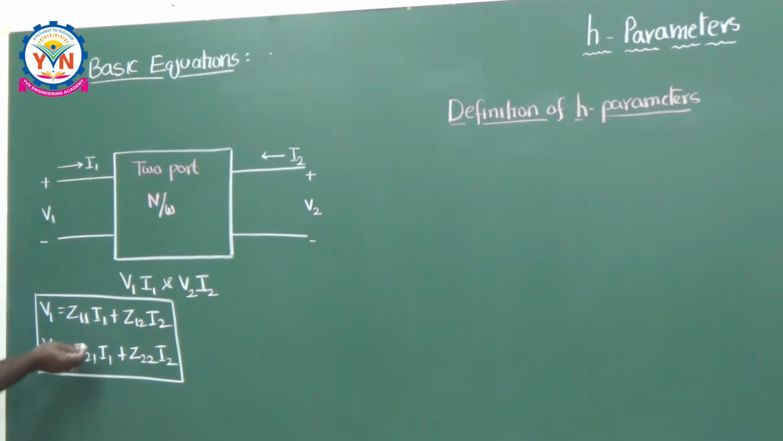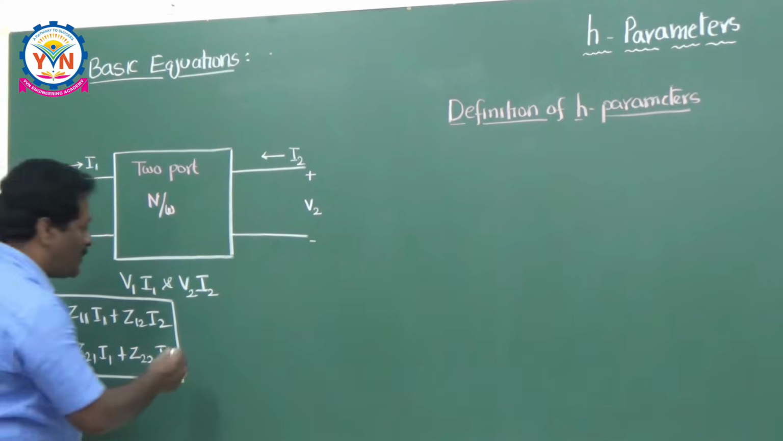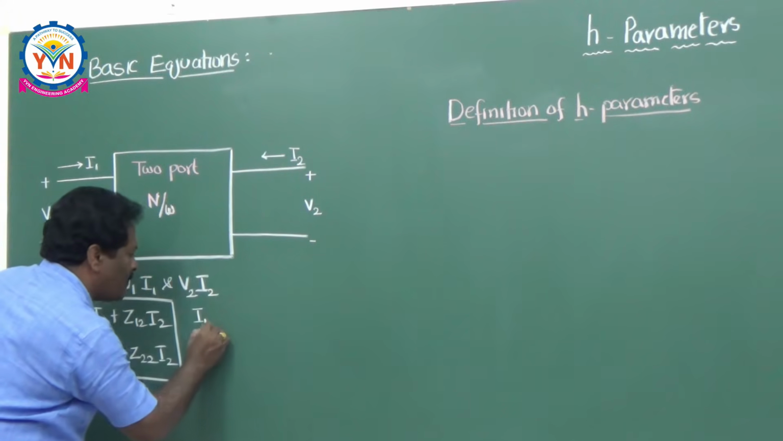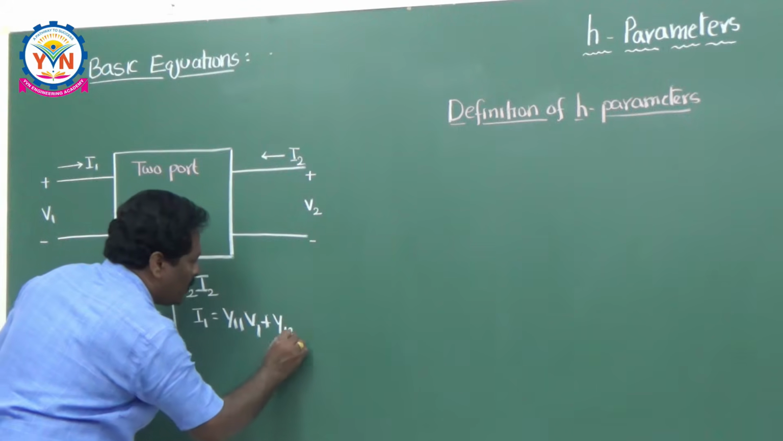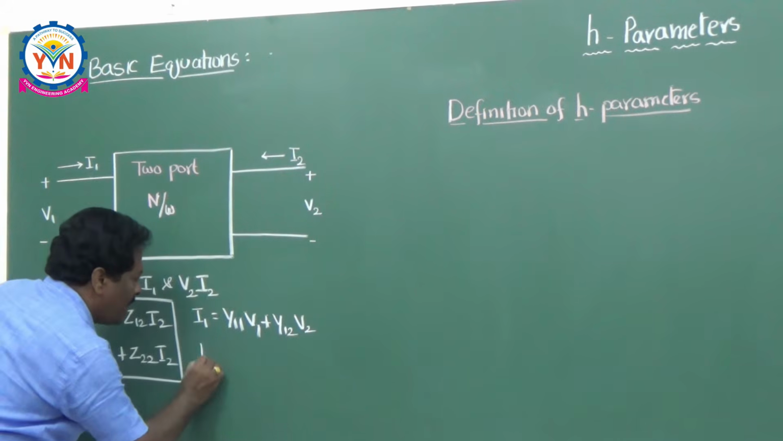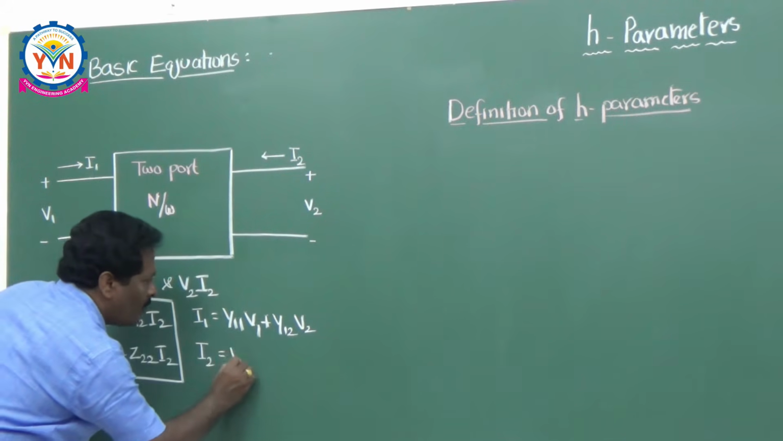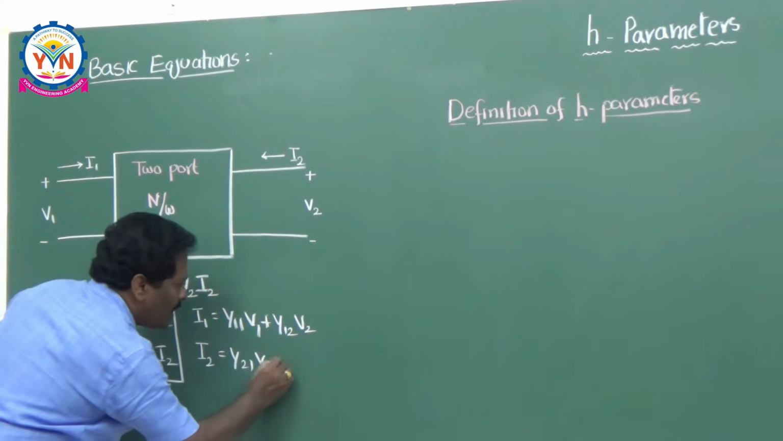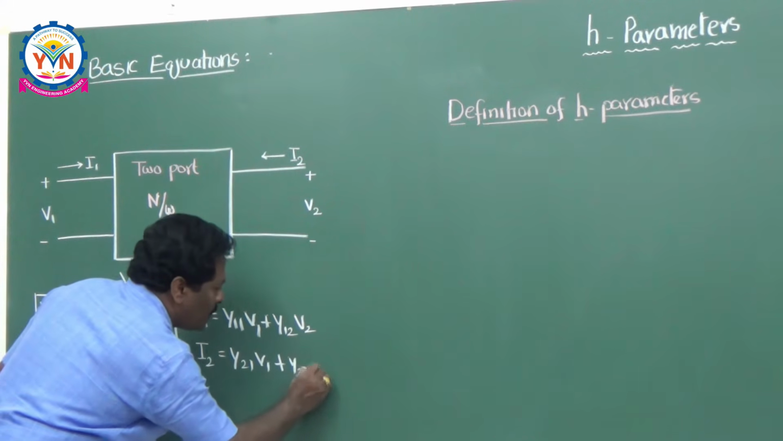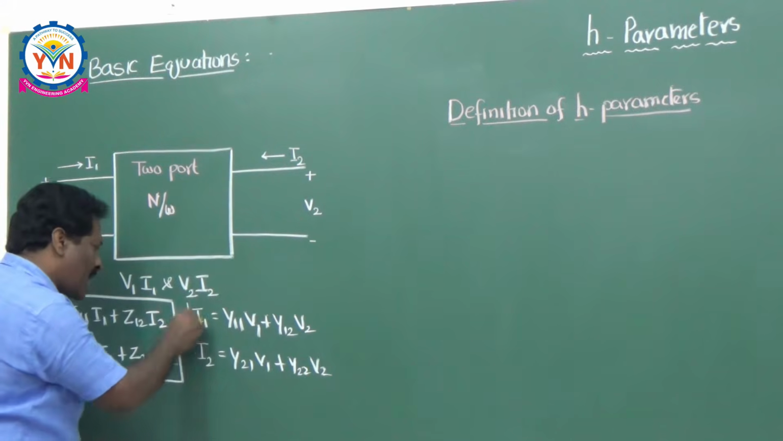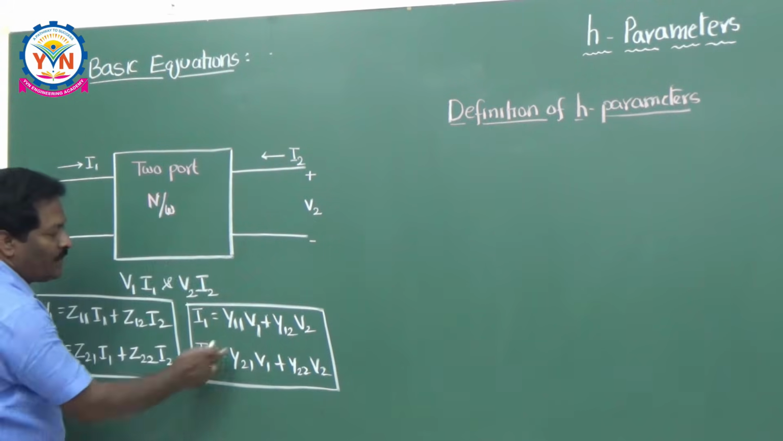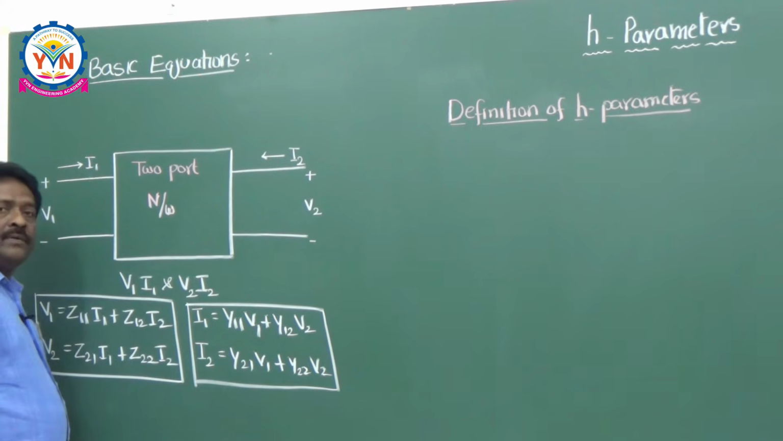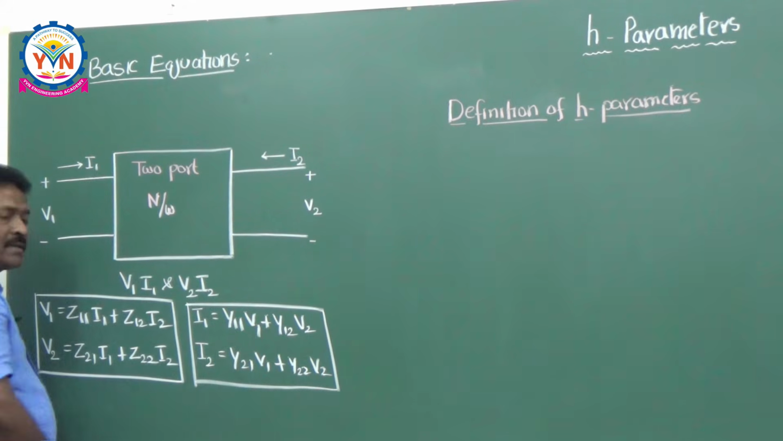Similarly, you can reverse it also, like in Y parameters. I1 is equal to Y11 V1 plus Y12 V2. I2 is equal to Y21 V1 plus Y22 V2. So here I1 and I2 are dependent variables, V1 and V2 are independent variables. So that is Y parameters.